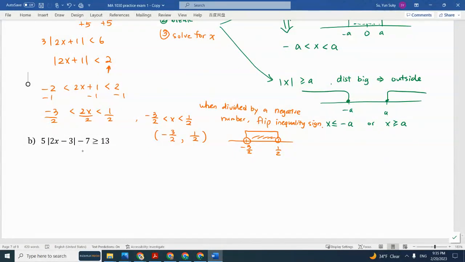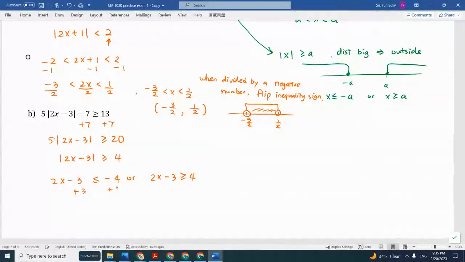Next problem, similar. So we isolate the absolute value. Add 7 on both sides. We get 20, divided by 5. So the absolute value of 2x minus 3 is greater than or equal to 4. See, distance is bigger than or equal to 4. Big means outside. What outside means is that whatever is inside the absolute value is less than or equal to minus 4, or 2x minus 3 is greater than or equal to 4. And then we solve for x.